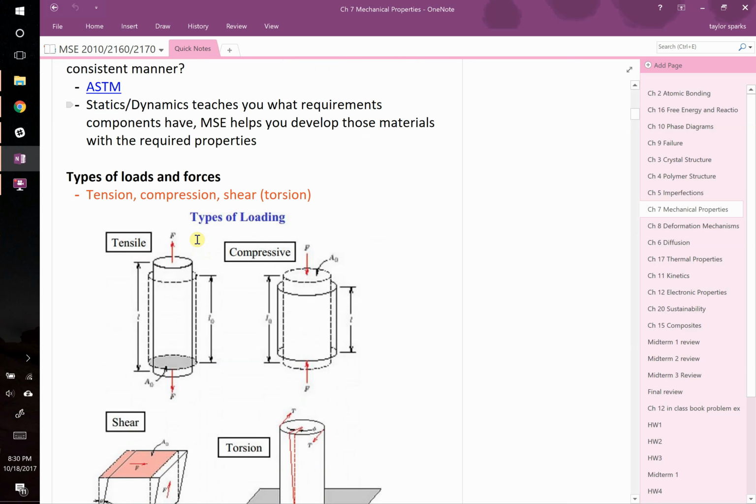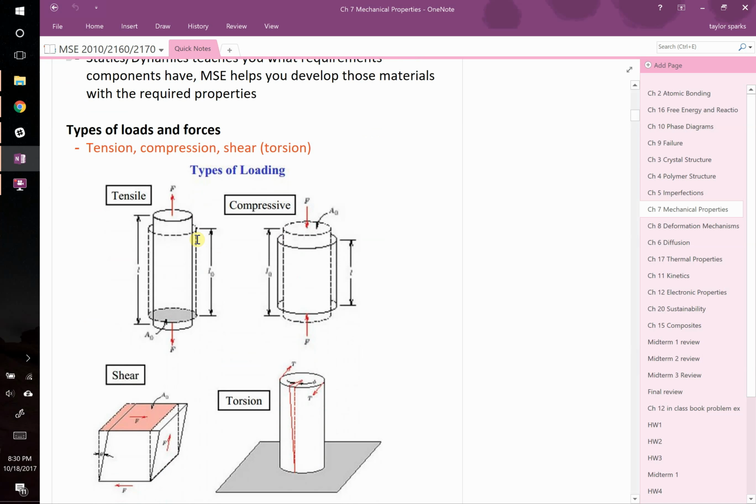All right, let's start with types of loads and forces. If you're just pulling on something, we've been calling that tension in this class. Now you pull with a force F. F is the load, right? This has a cross-sectional area, A. So the first thing to note is that the stress is equal to the force divided by the cross-sectional area, right?